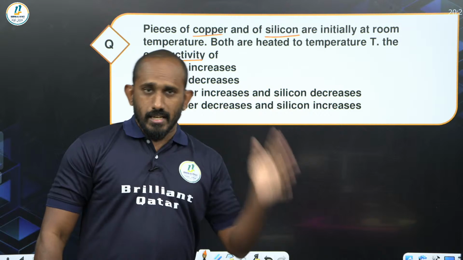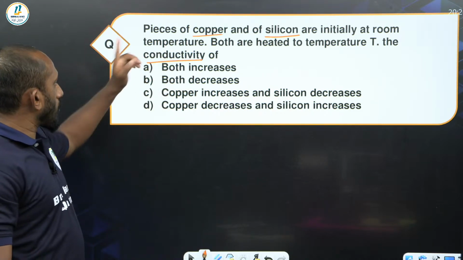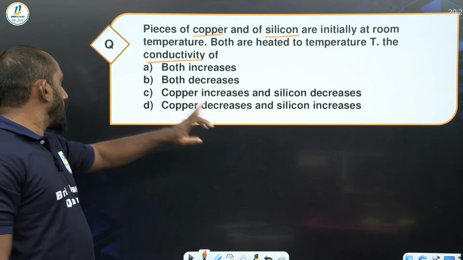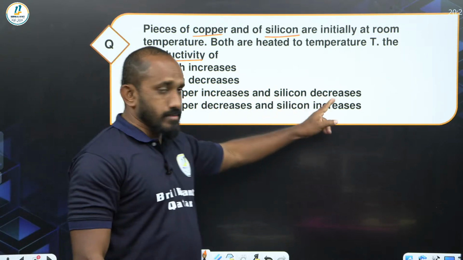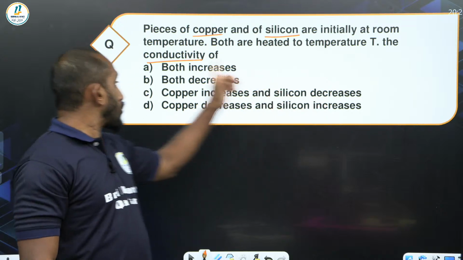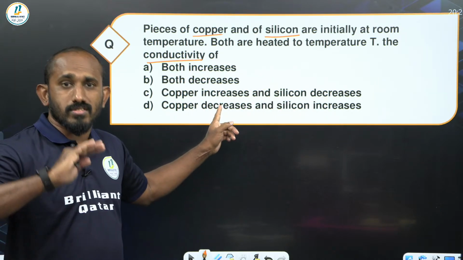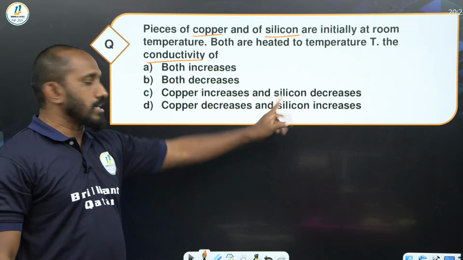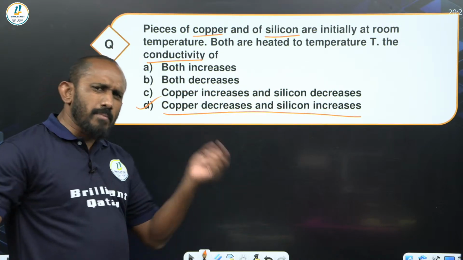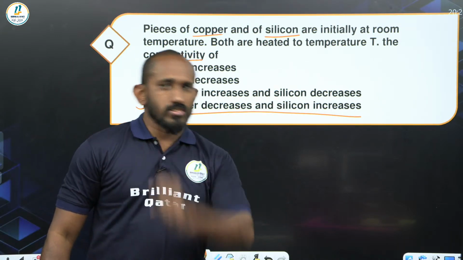So their conductivity increases. So the option is here. Therefore the conductivity of both increases? No. Both decreases? No. Copper increases and silicon decreases? No, just reverse. Copper decreases and silicon increases. So conductivity of copper will decrease because its resistivity increases. Silicon will increase. So this is the concept, that's D. The same question you can expect from the current electricity chapter also.